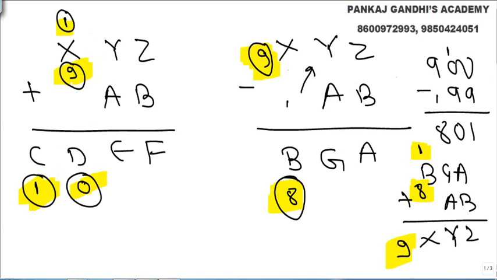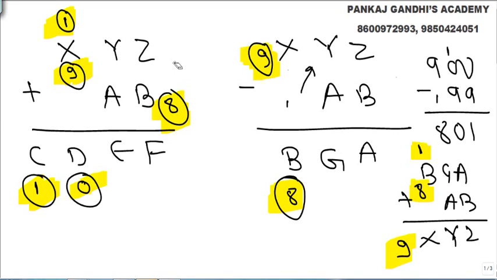If X is 9, the only way it's possible is 8 and 1. So compulsorily we get B as 8, X as 9, and 901. Now we already know B is 8. Z cannot be 0, already D is 0. Z cannot be 1, already C is 1. If we take Z as 2, 8 plus 2 becomes 10, no, already D is 0.